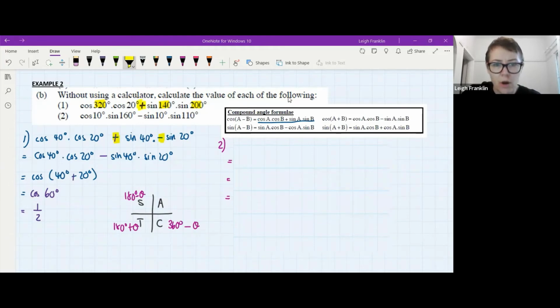Does that make sense to everybody? Okay, so remember, we can never ever forget about the CAST diagram. Okay, so we're using our reduction formulae in order to be able to do this.